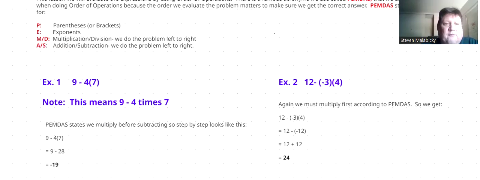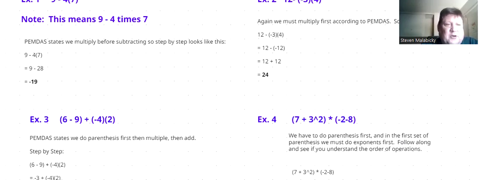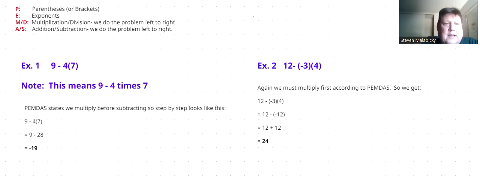If you look at example 3, see here, 6 minus 9, there's something to do in there. We haven't got the answer inside the parentheses yet, so we will do parentheses first here. But in this example, we don't consider having parentheses, because when you have two numbers next to each other, like in parentheses like this, it means to multiply. So going step by step, 9 minus 4 times 7, you multiply first, the 4 and the 7.